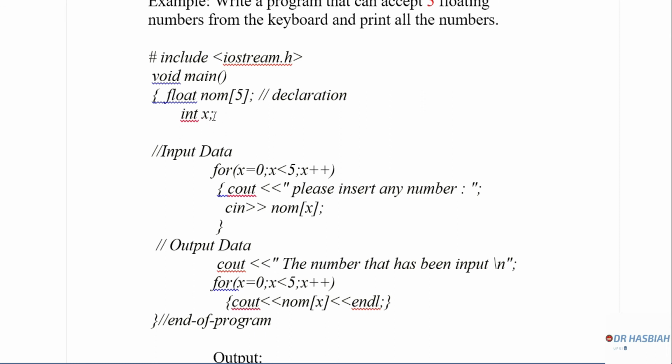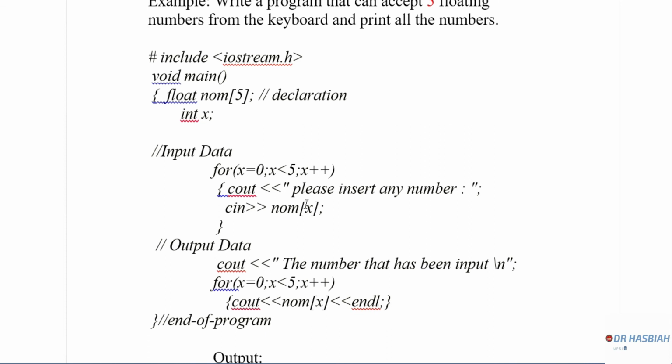What does x here mean? Just ignore it first. This is for input data. We want to input the 5 floating numbers from the keyboard, so meaning you have to use the cin statement. So I use here for x equal to 0, x less than 5, x plus plus. I can just write here cin nom x. I can write like that, cin nom x, meaning x refers to the subscript here.